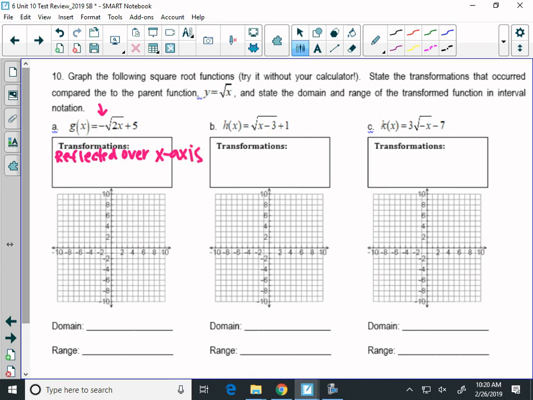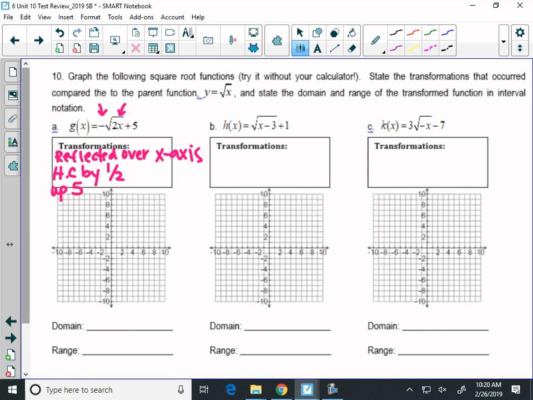The 2 on the inside, remember, is a horizontal change. And when you have the value of 2, that's actually a horizontal compression by 1/2. You take the reciprocal of the 2. And then the plus 5 means that you move the graph up 5 units.